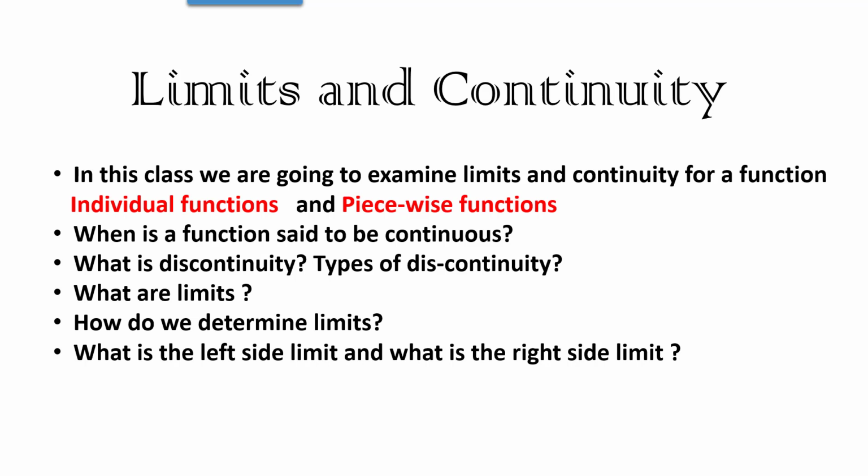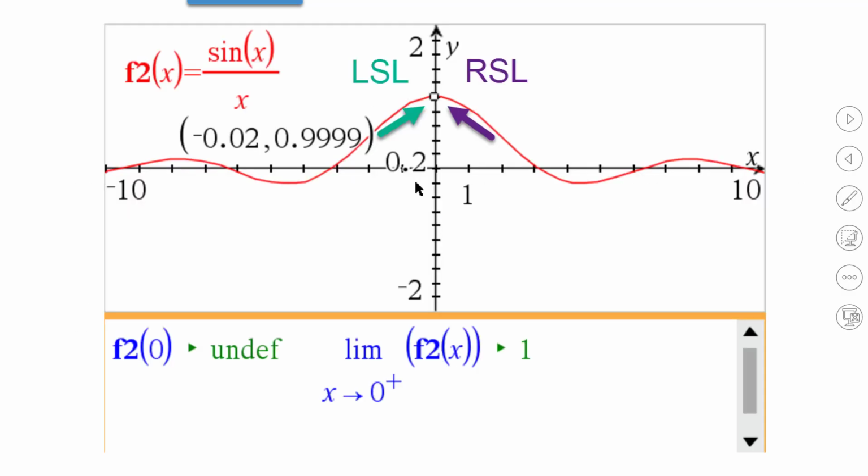Then we will be looking at what limits are and how we determine limits. And then we'll be introducing ourselves to the concept of the left side limit and the right side limit, which is also referred to as the lower limit from the left side and the upper limit from the right side. So let's understand this initially.